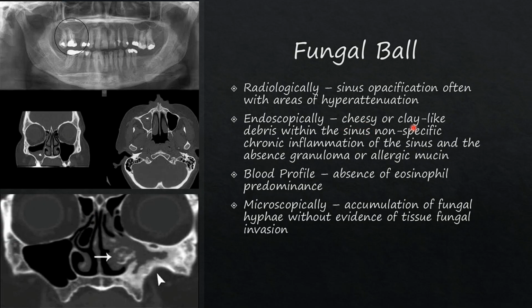Endoscopically, there is cheesy or clay-like debris which is present inside the sinus. There can be inflammation, but it is non-specific, and there is absence of any allergic mucin. So allergic mucin is a characteristic presentation in AFRS, allergic fungal rhinosinusitis. It is not present in fungal ball. And similarly, AFRS and its own brother, the one that we will be reading later, they have a high eosinophil count. So eosinophil count will also not be high in this case. Microscopically, you can see fungal hyphae, and there won't be any tissue invasion.